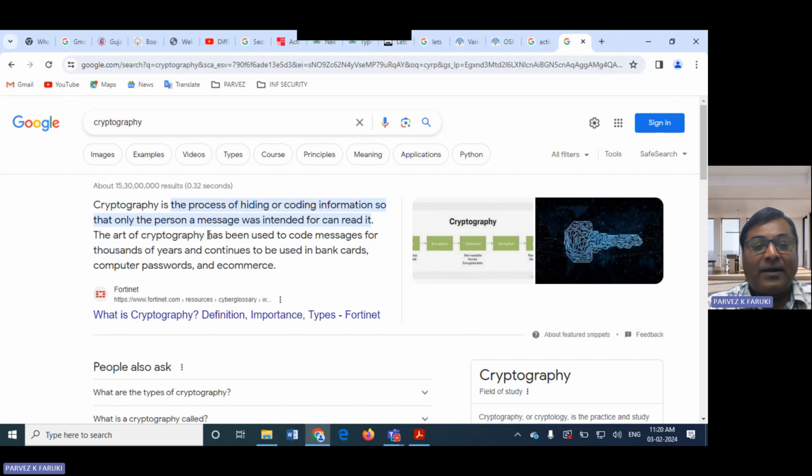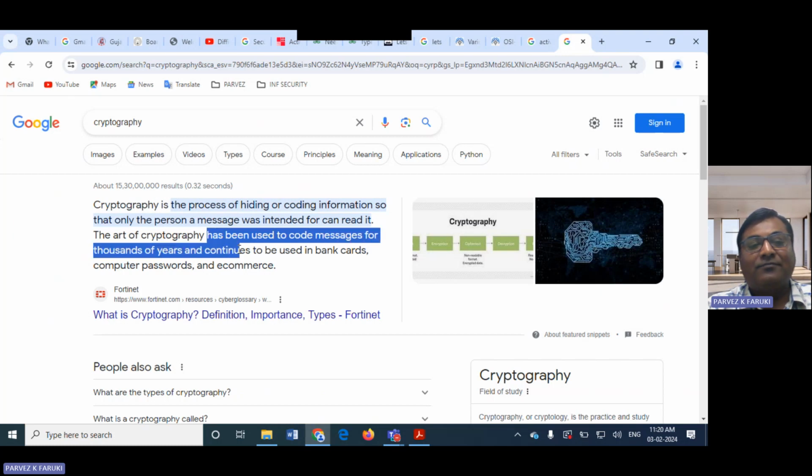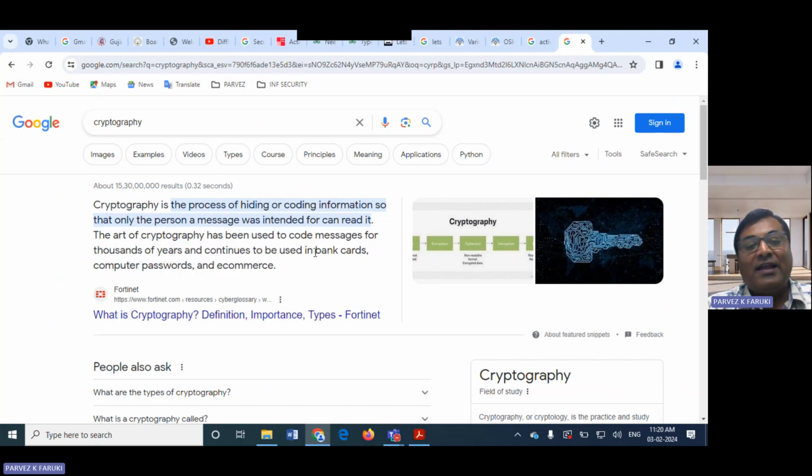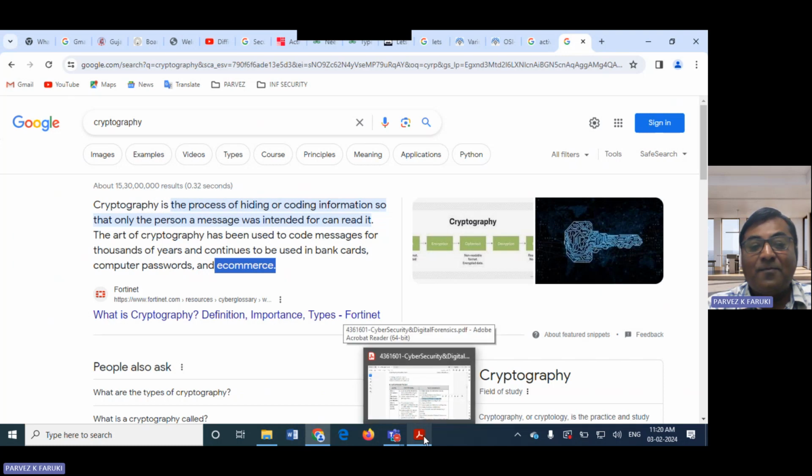So the art of cryptography has been prevalent for thousands of years. Remember that. And now we are actively using it in financial transactions and computer passwords. Also, e-commerce is very prevalent. So it is very important for us to remember that we can use cryptography, we can use encryption to protect our consumers' private and sensitive information.